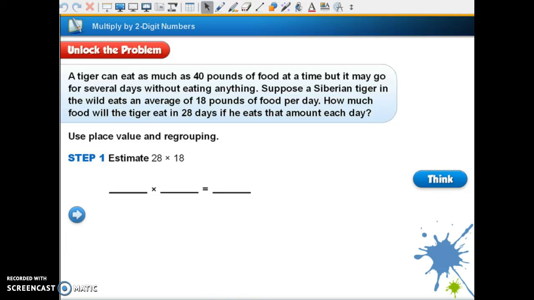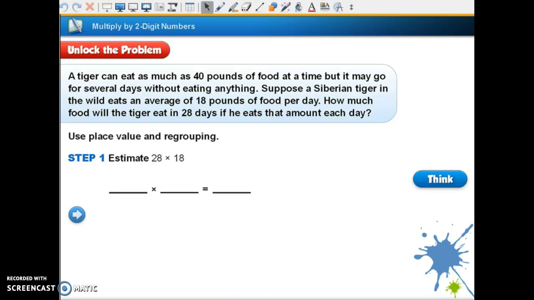A tiger can eat as much as 40 pounds of food at a time, but it may go for several days without eating anything. Suppose a Siberian tiger in the wild eats an average of 18 pounds of food per day. How much food will the tiger eat in 28 days if he eats that amount each day?